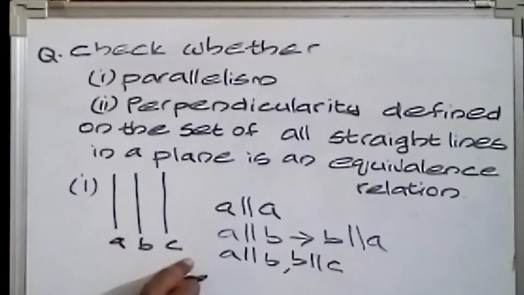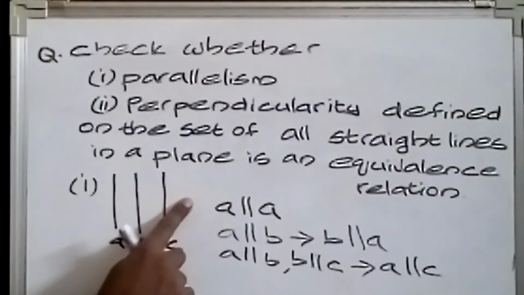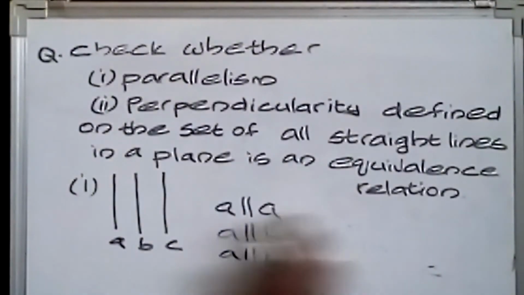Is A parallel to C? Yes, A is parallel to C. Thus, the relation is transitive. Parallelism is reflexive, it is symmetric, and it is transitive. Thus, the relation is an equivalence relation. Parallelism of all straight lines drawn in a plane is an equivalence relation. But it is not the case for perpendicularity.